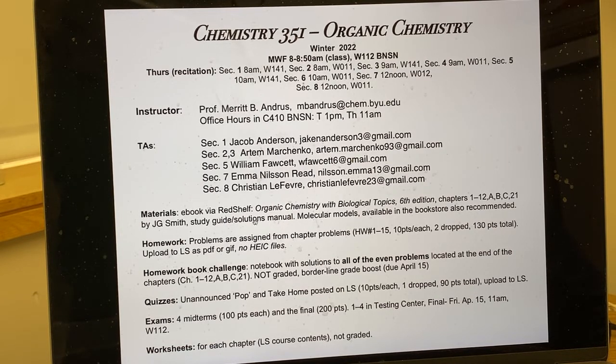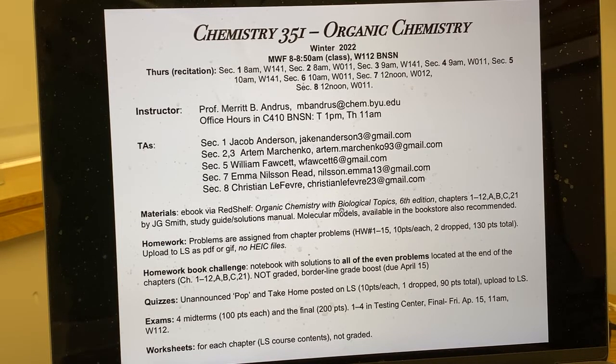Also included in the ebook is a study guide and a solution manual. That's included with your ebook purchase, which is the default mode. You don't need to do anything else. You'll be automatically billed for that book after the add drop deadline. If you want to opt out and get the book somewhere else, you need to do that by the add drop deadline, which is, I think, January 9th or so. I'll talk about that in class if you want to opt out.